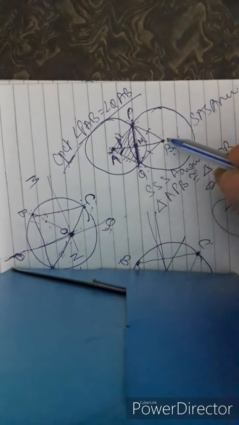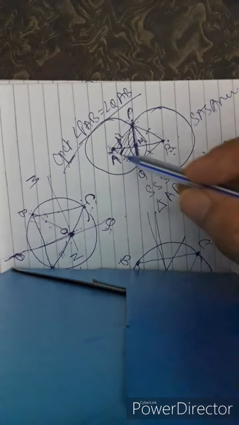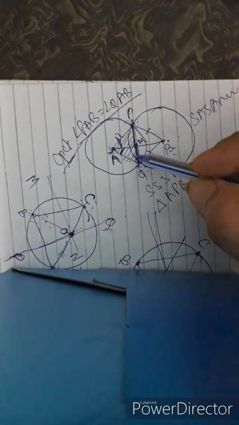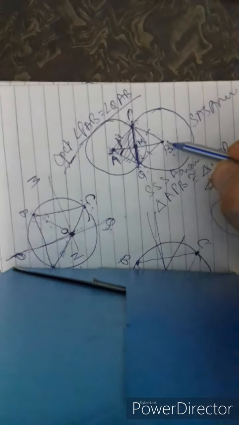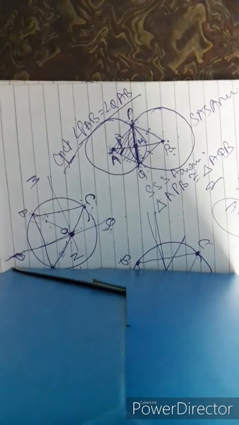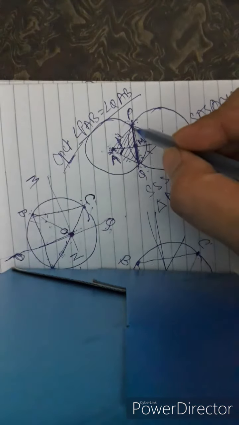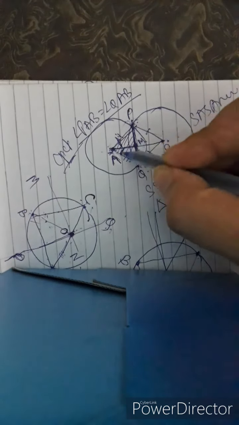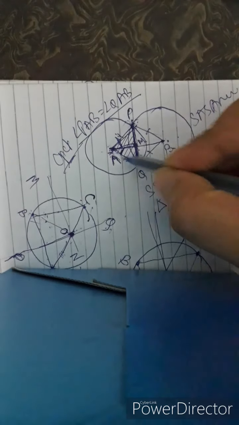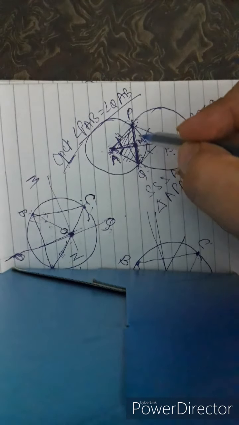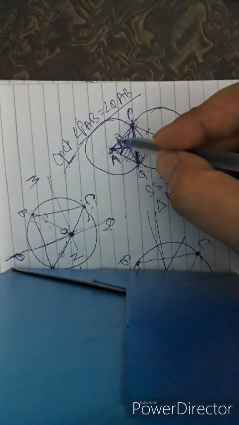First we'll take these two big triangles. After proving their congruency, we'll take angle PAB equals angle QAB by CPCT. After that, we'll take these smaller triangles, these two smaller triangles PAM and QAM. After that, we'll prove their congruency.